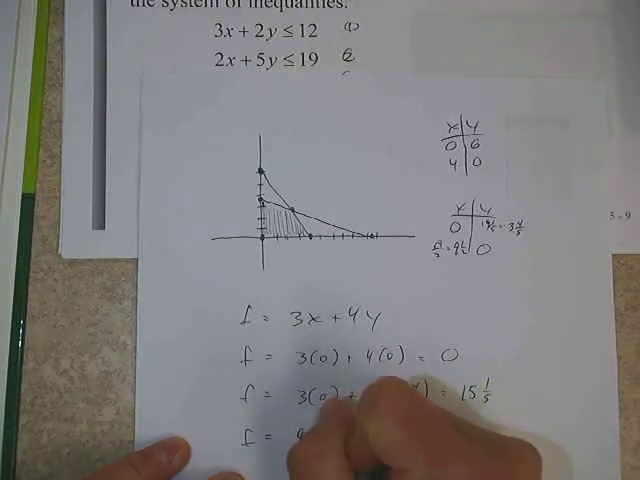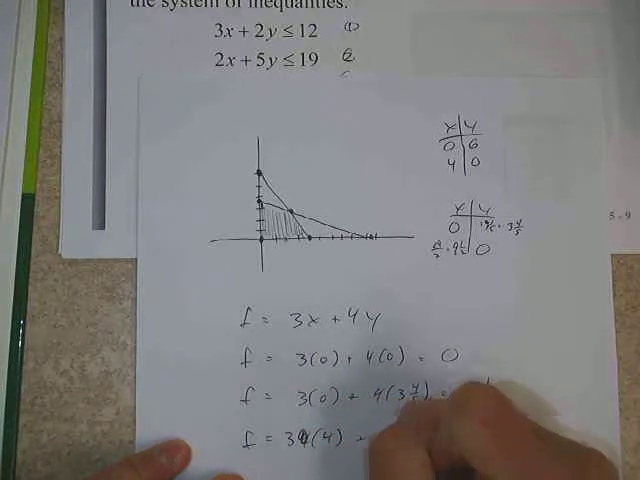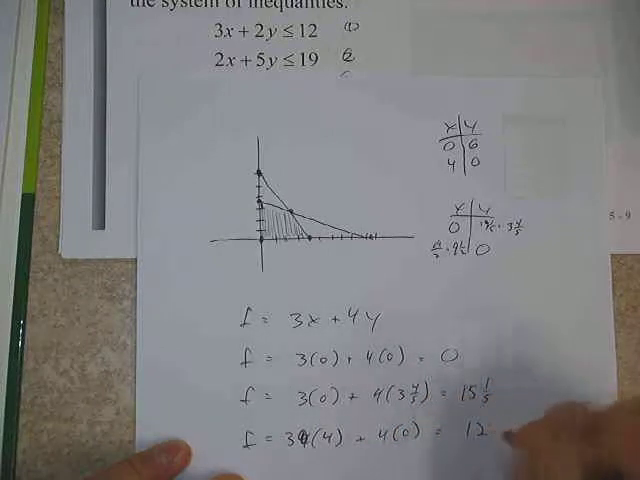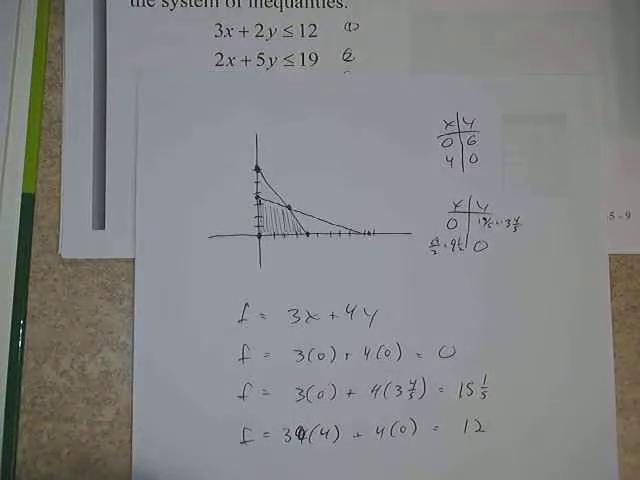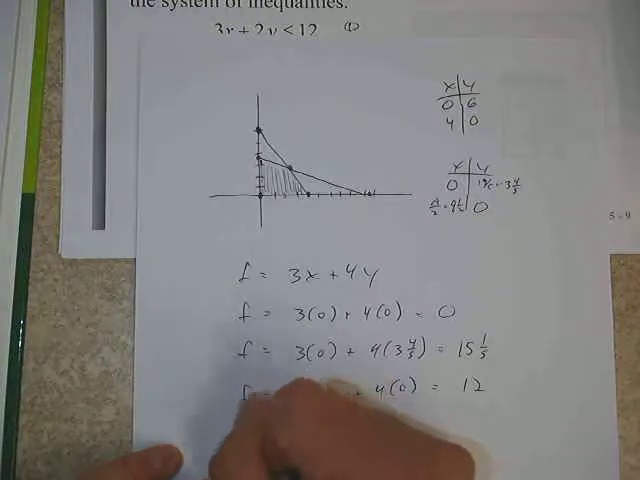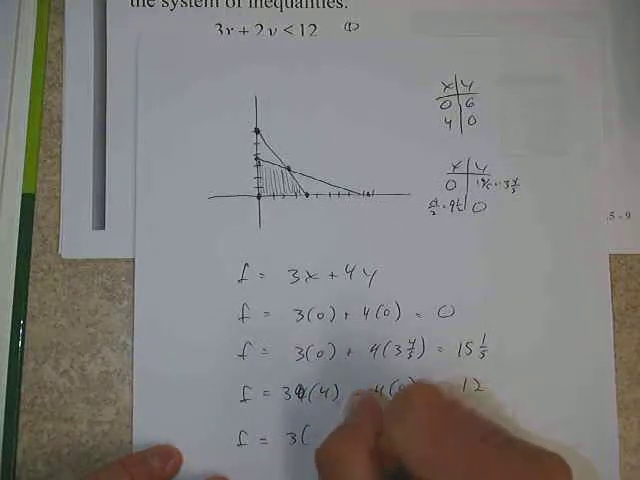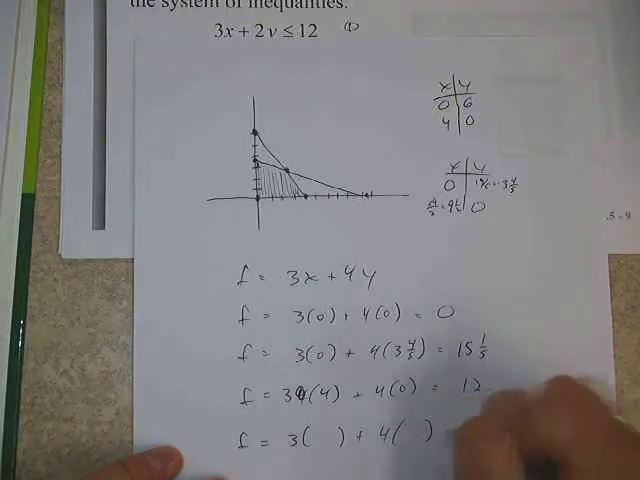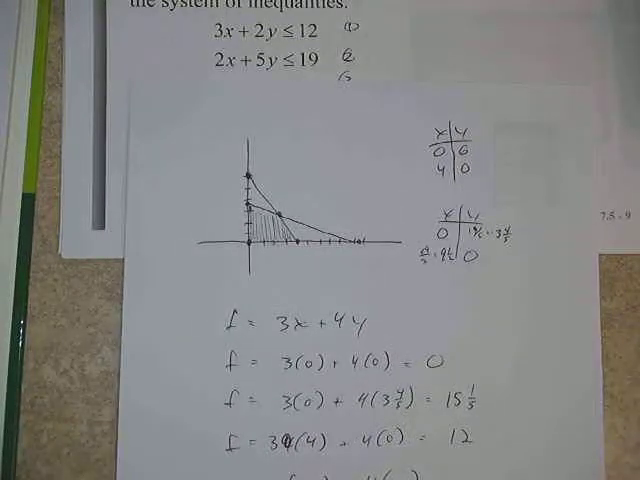Our next feasible point would be (4, 0). So if we put in 4, 0, we're going to get 3 times 4, and 4 times 0, and that's going to give me 12. So far 12 is pretty much out. It's not the maximum or the minimum because we have one smaller and one bigger so far.